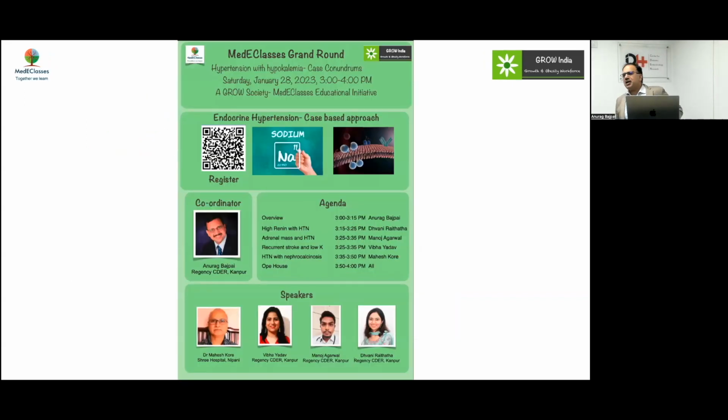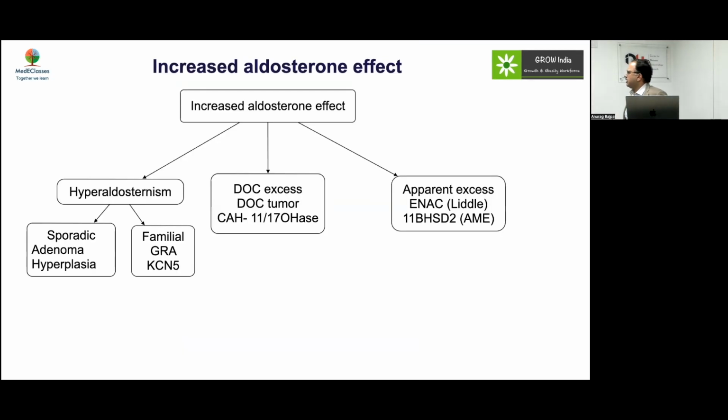So what we'll do today is focus on 4 cases after we have the basic understanding of approach so that it becomes easier. We'll talk about a case of high renin, then adrenal mass, recurrent stroke, and hypertension with nephrocalcinosis. These are 4 very interesting cases. If we get time, we'll talk a bit about 11 hydroxylase and 17 also as case vignettes in that regard.